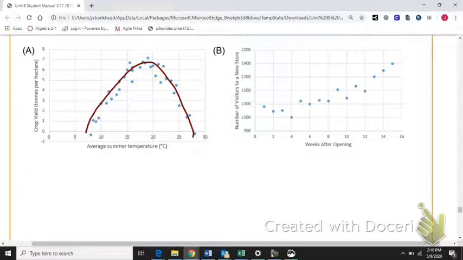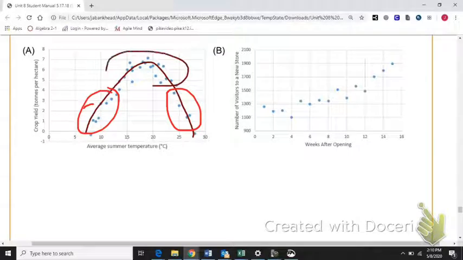In this particular graph, as we look at the left side where our temperatures are cooler, our crop yields seem to be lower. The same thing is true as we look to the right of our graph. As it's hotter, our crop yields also appear to be lower. But as we take a look at that middle section, it appears that our crop yield is at its peak.